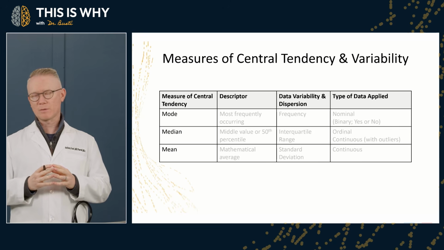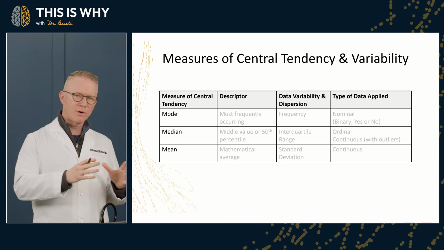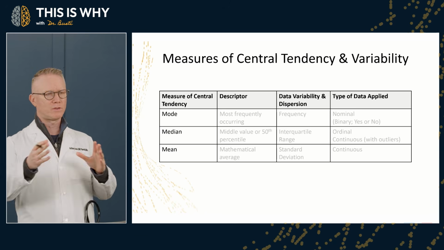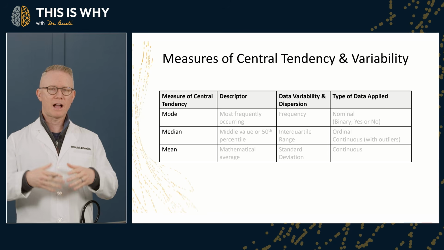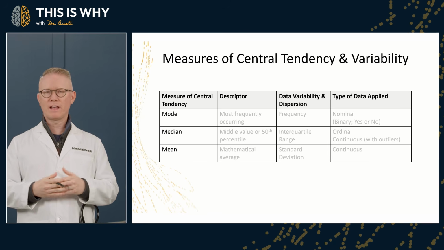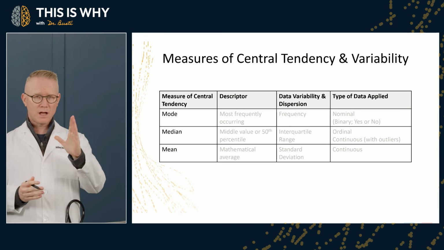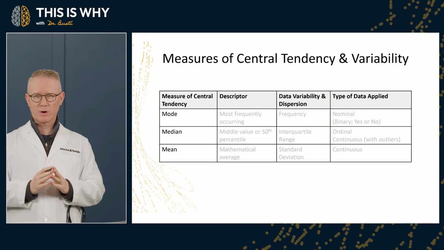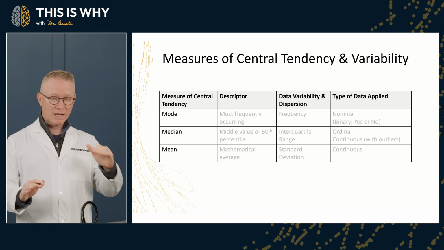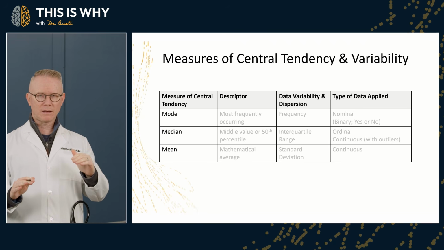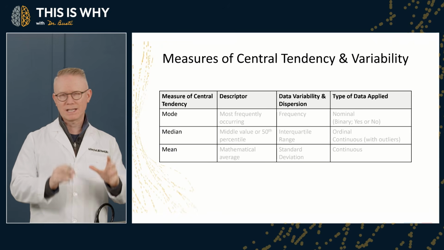So what are those components? The measures of central tendency are summarized in this table. For those of you joining us on our podcast channels, I'm sorry that you can't see it, but these are all available over at YouTube or at thisiswhy.health. But I'll walk you through and keep people somewhat oriented. There's three main rows: mode, median, and the mean. Those are the main measures of central tendency.